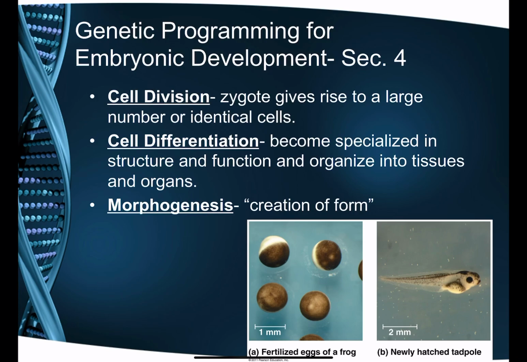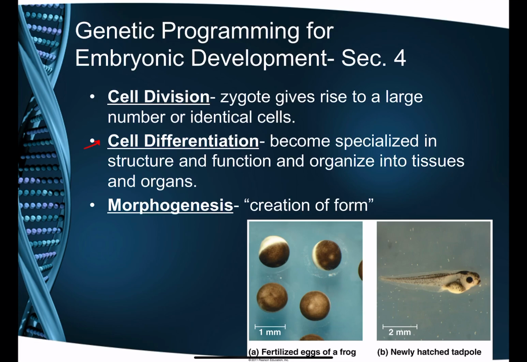So we know that we all start out as one zygote, a sperm and an egg come together, and that zygote starts to divide. And in that process of division, we know that it's giving rise to identical cells with the exact same genome. And so through the process of cellular differentiation, that is how those cells become specialized in structure, but also in function.